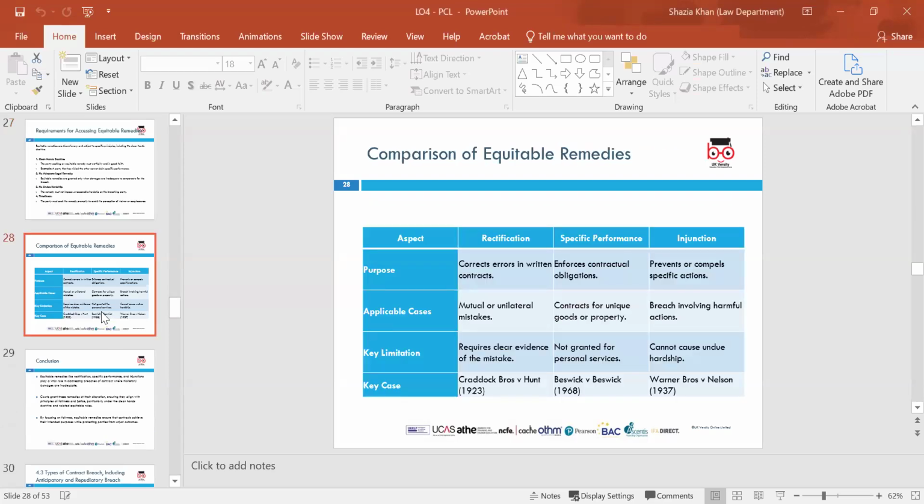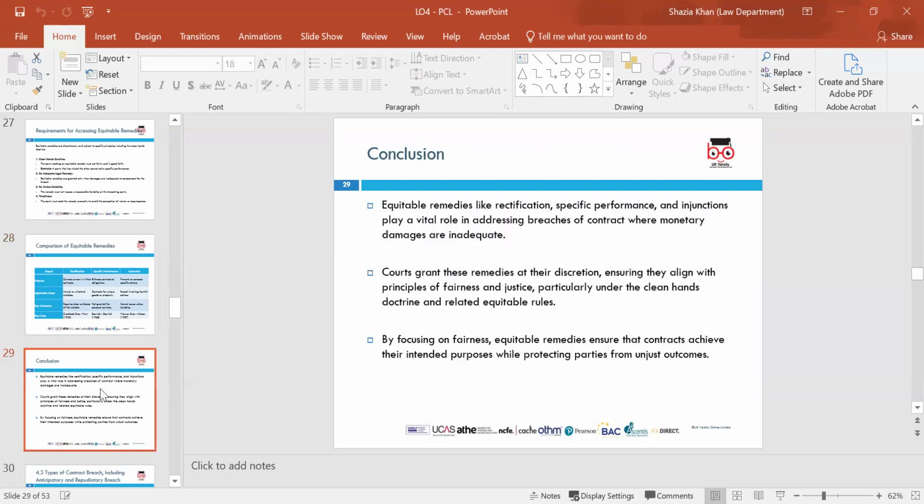Comparison of equitable remedies. So we looked at rectification, specific performance, and injunction, and the purpose of each one in that diagram, applicable cases to it, and key limitations, and the applicable cases to that. So Craddock Brothers for rectification, Bestwick and Bestwick for specific performance, and Warner Brothers and Nelson for injunctions.